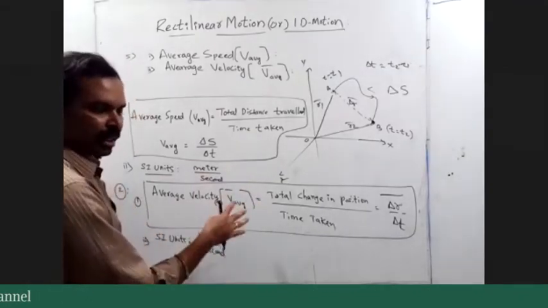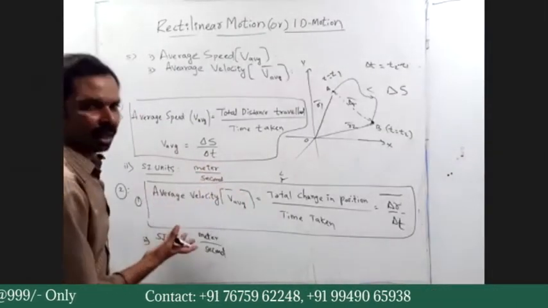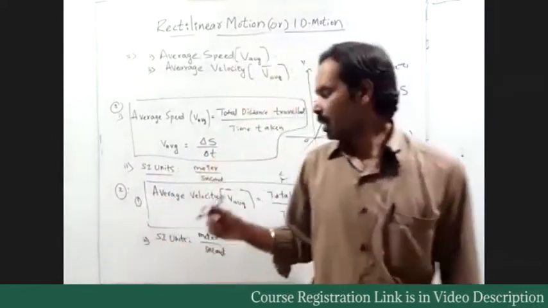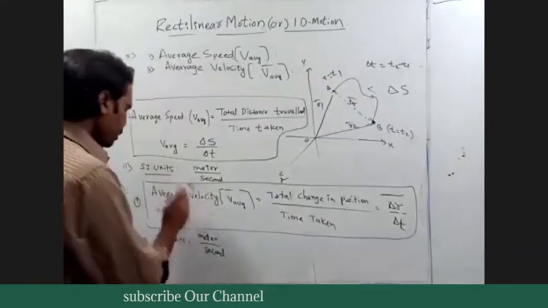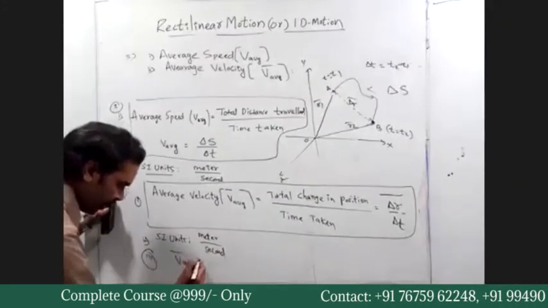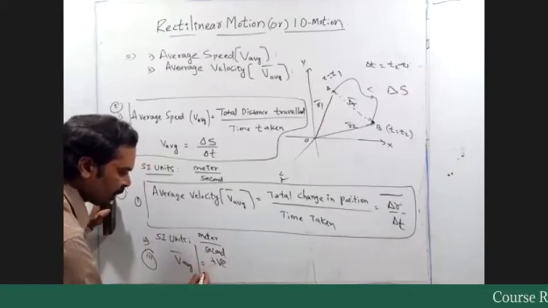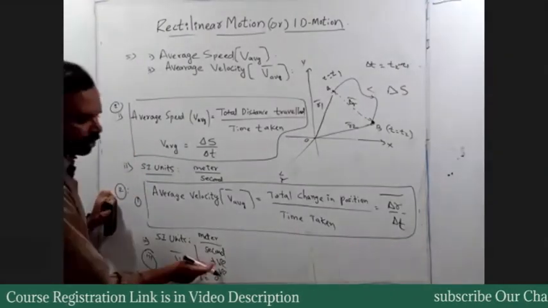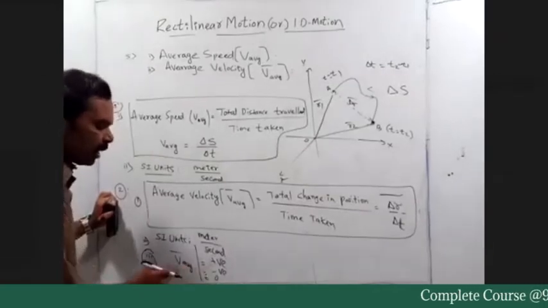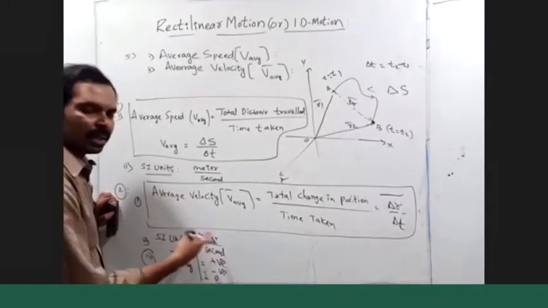Average velocity may be positive, may be negative, may be zero, same as the displacement. The displacement vector can have a positive value, a negative value, or a zero value. We will give examples of when displacement is positive, negative, and zero. When the change in position is positive, average velocity is positive. When the change in position is negative, average velocity is negative. And when the change in position is zero, average velocity is zero. So average velocity may have a positive value, negative value, or zero value.